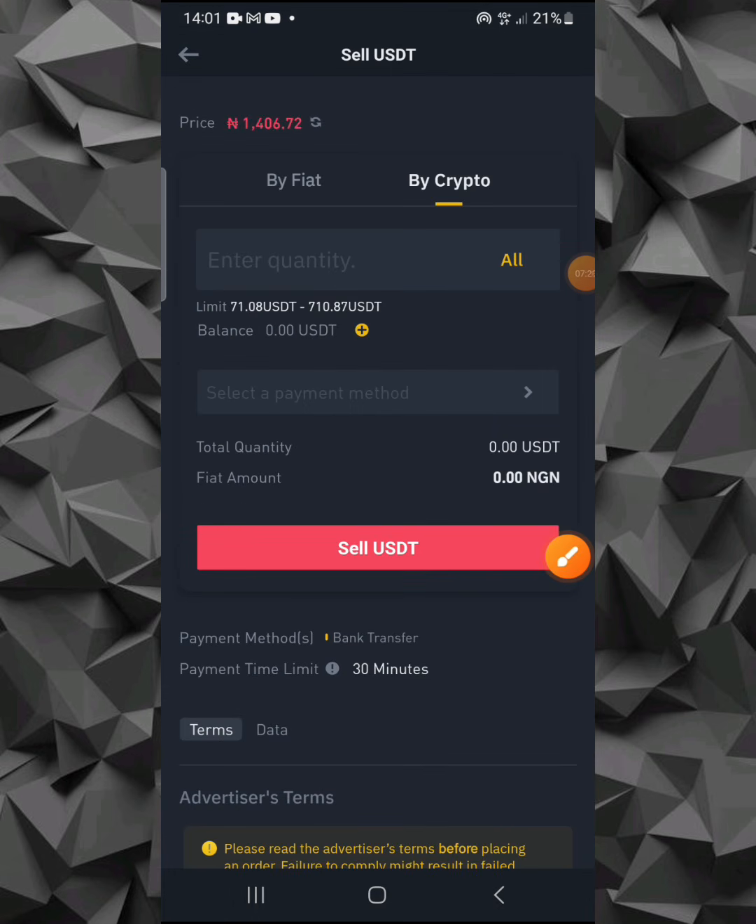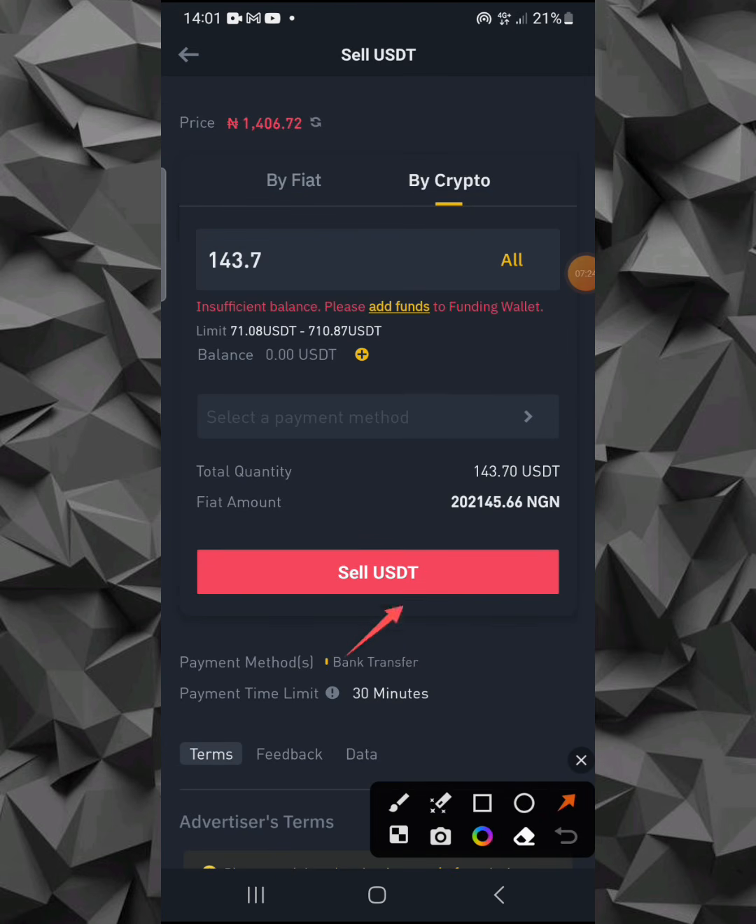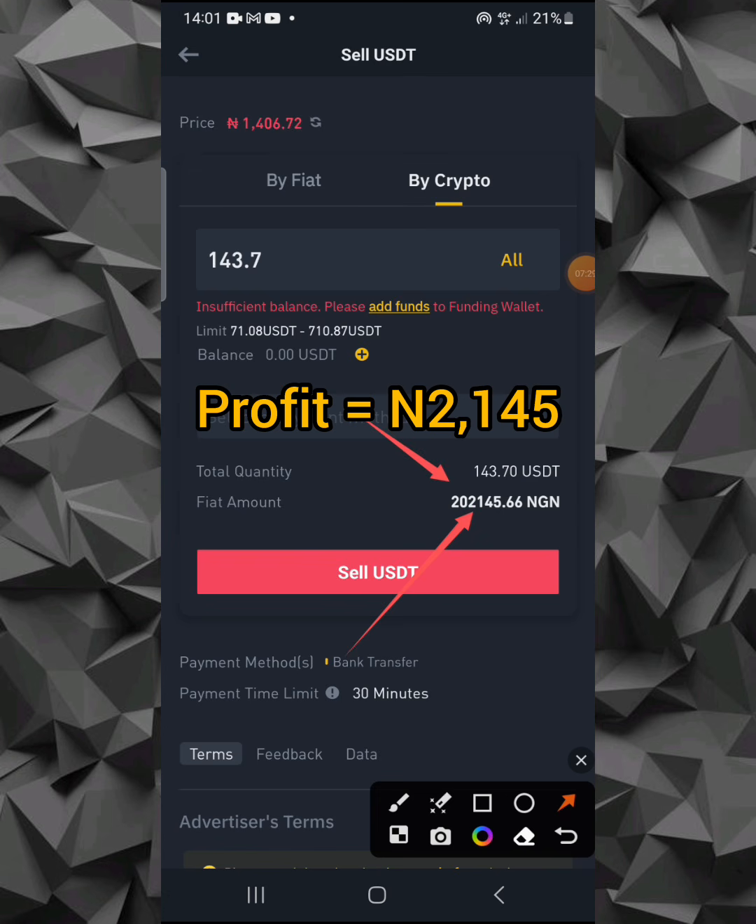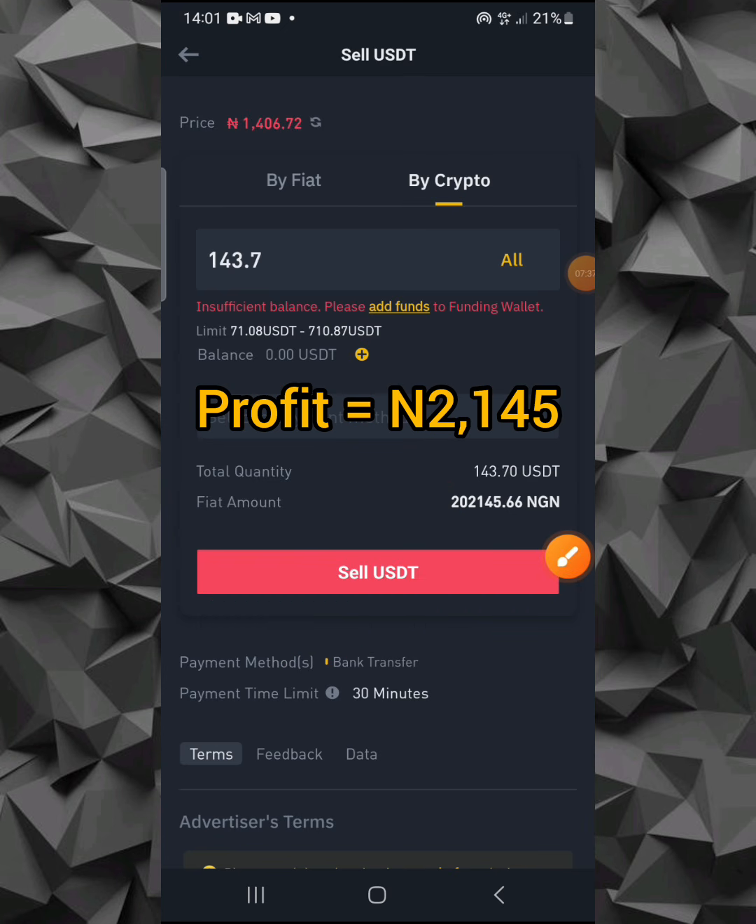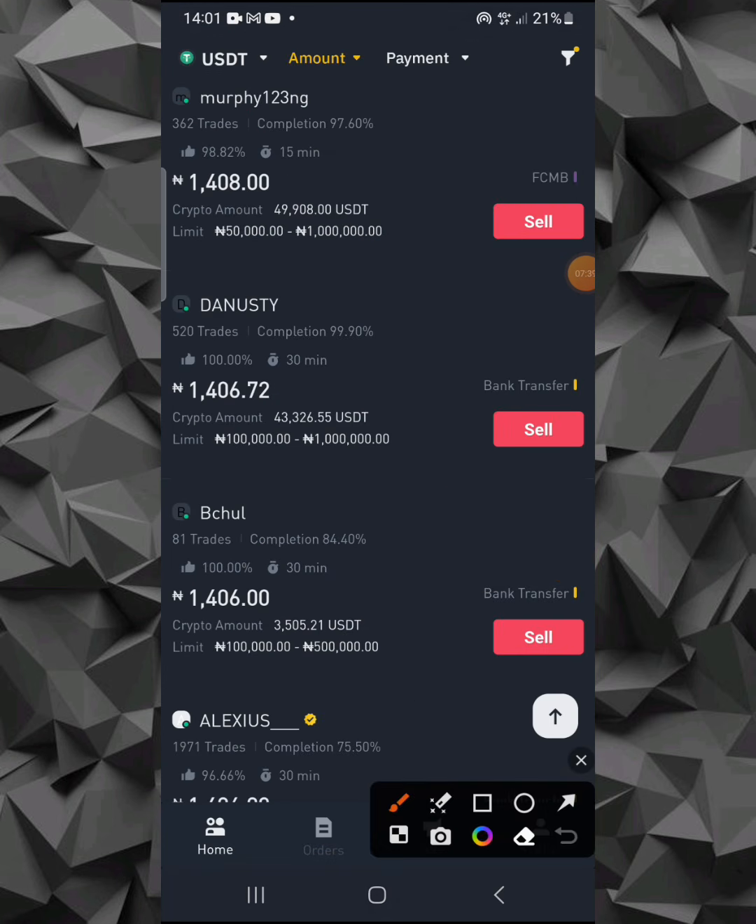Fix the amount of USDT we are to receive. If I paste it right here, you guys can see the profit is still increasing up to now: 202,145 naira. While you are still looking for other arbitrage opportunities, this is a very good one that you can dive into to make instant profits, but you need a very good capital. So you can see you can still sell to any of these guys.